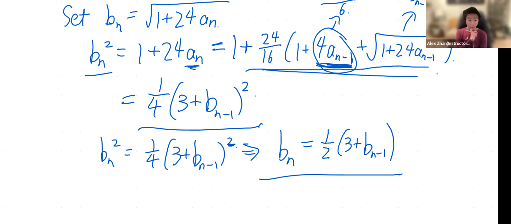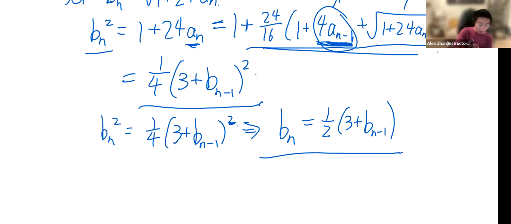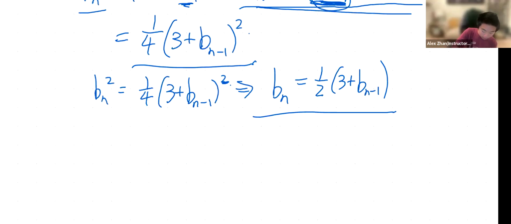Okay, does anyone know how to solve this one? Because right now it is already linear. Characteristic polynomial, no, it will not work over here. Because for a characteristic polynomial, usually, you cannot have any constants. You would have to have something like b_n equals c1 b_{n-1} plus c2 b_{n-2}. But the problem over here is we have this constant term of 3. So characteristic doesn't necessarily work.